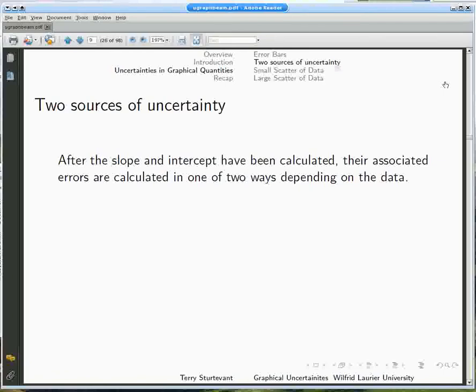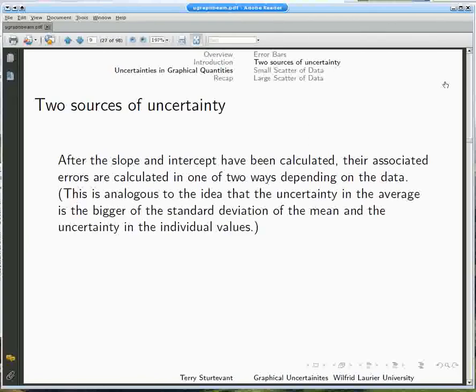How the uncertainties in the slope and y-intercept are calculated depend on how the data points fit the graph. There are two possible cases. With big enough error bars, you have the first case. With small enough error bars, you have the second case.